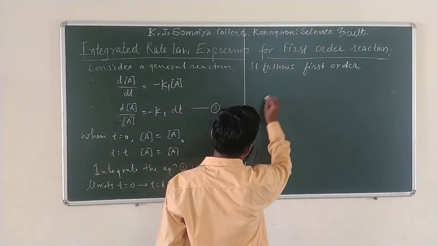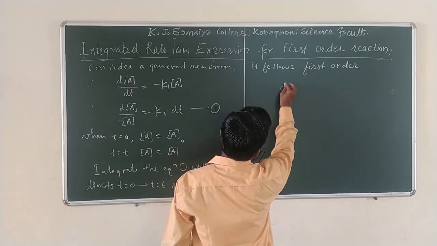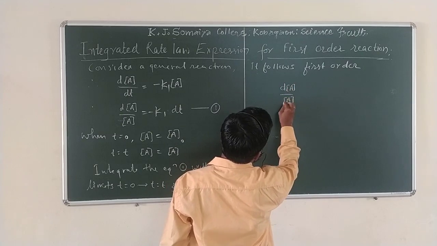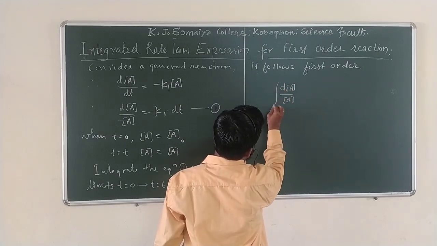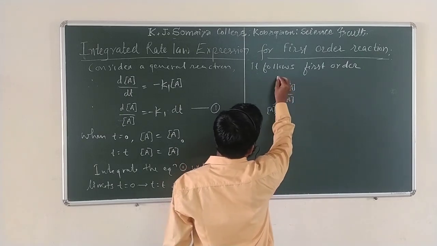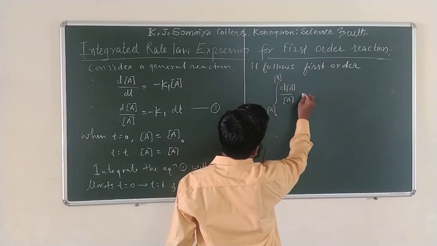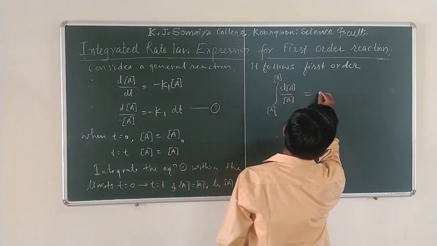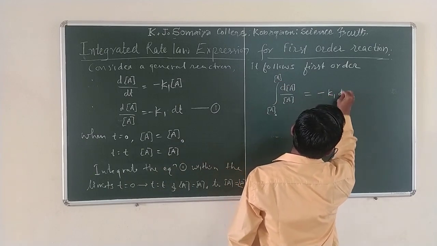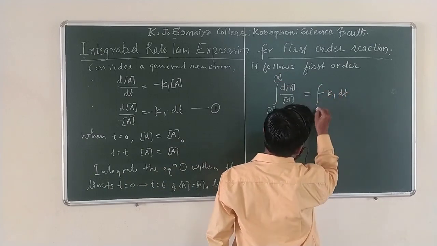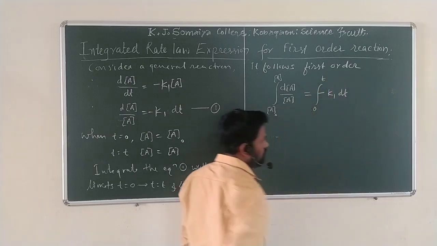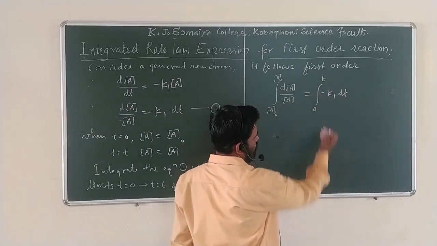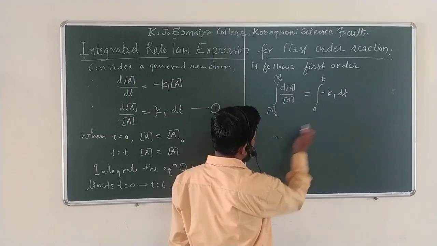Equation number 1: integrate dA upon concentration of A, with respect to concentration of A from A0 to A, equal to minus K1 dt, integrating again from 0 to t. This K1 is a constant value, so we have to take it outside the integration, then integrate it.